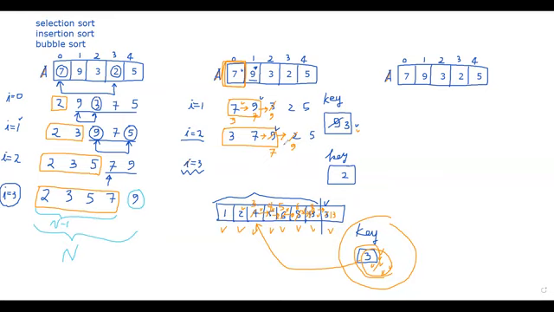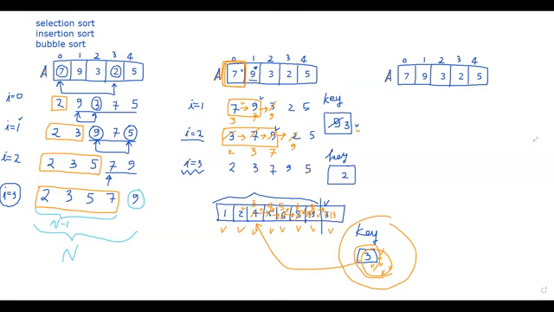And then compare 3 and 2. Still 3 is larger than 2, so move 3 to the right. And then we should put 2 here. So after this process, we have 2, 3, 7, 9, 5, right?